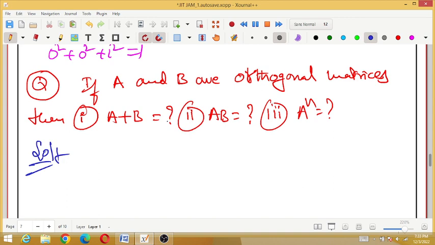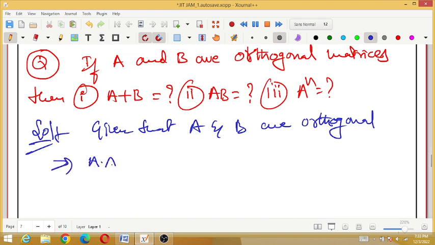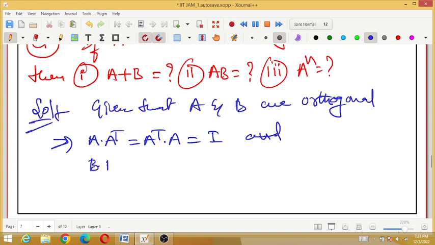A into A transpose is equal to I, then we say that the matrix is said to be an orthogonal matrix. So here what is given? Given that A and B are orthogonal. That means A into A transpose is equal to A transpose into A is equal to I. As well as since B is orthogonal, B into B transpose is equal to B transpose into B is equal to I.